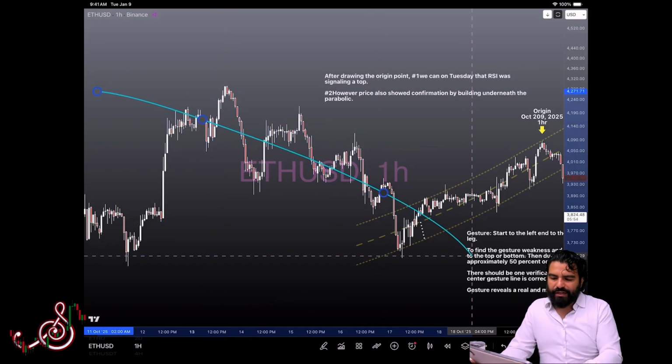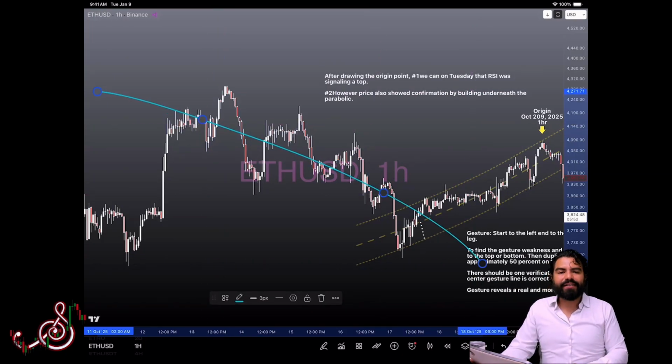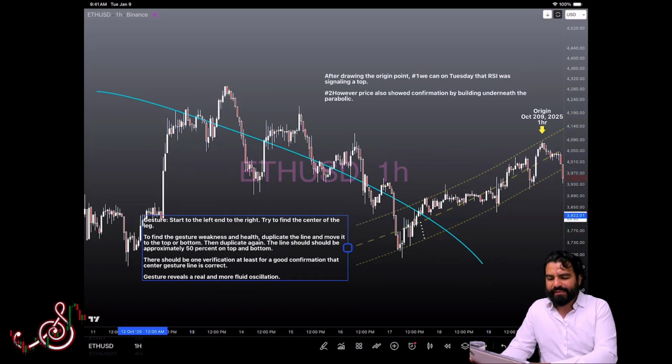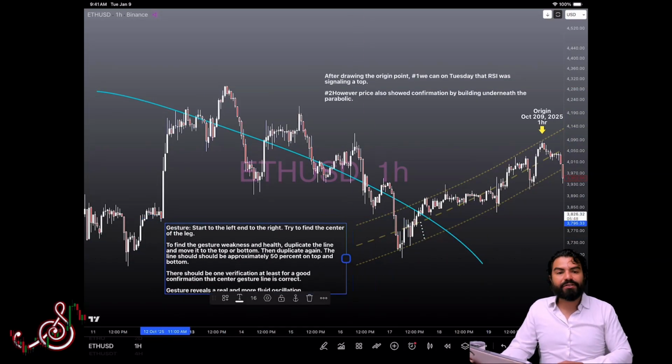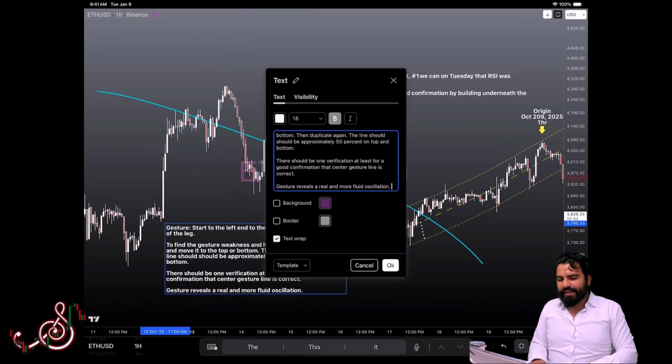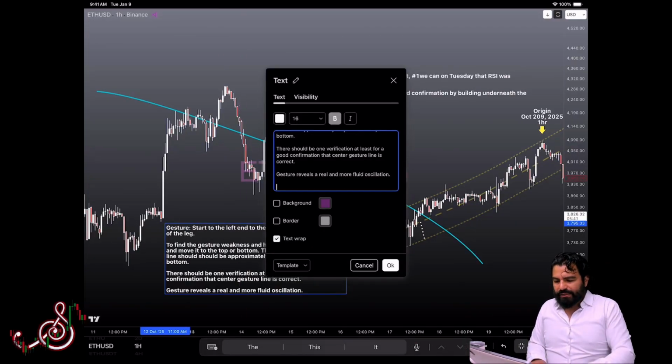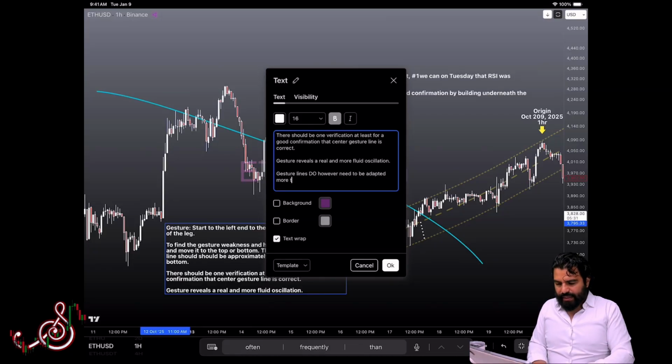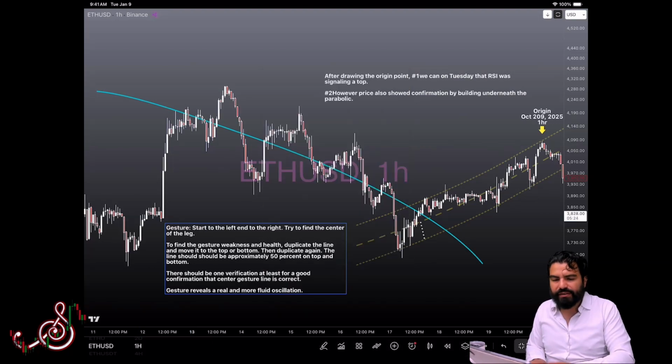And gesture lines are very adaptive and need to be adapted as price moves on because they are more based on the center. So as you get wild swings, you need to adapt them more. I'm going to put that in the notes too. Gesture lines do, however, need to be adapted more than general parabolics. Okay, that's a solid difference.